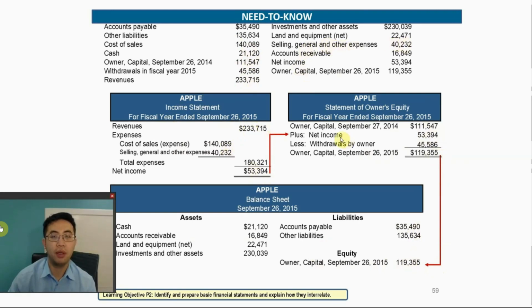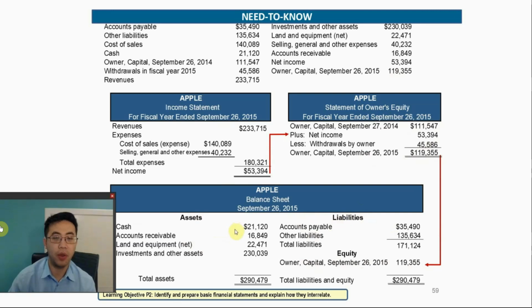After you get net income, you combine net income with the owner's capital, and then with owner's withdrawal, and then you will get the ending period capital, which is 119,000. So this 119,000 is a summation of the three numbers. And then you're gonna use that 119,000 as the total equity. And then the total equity together with total liabilities will be equal to total assets.